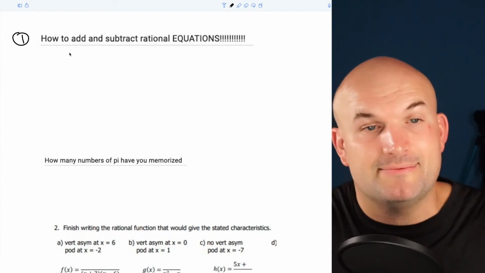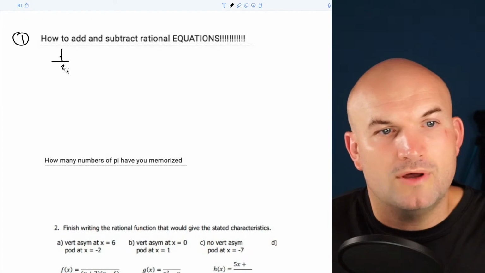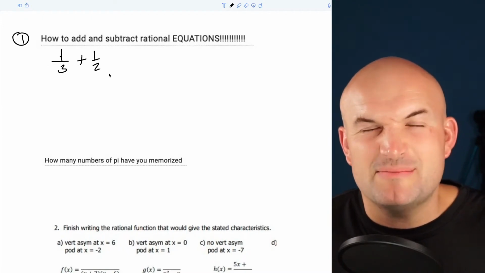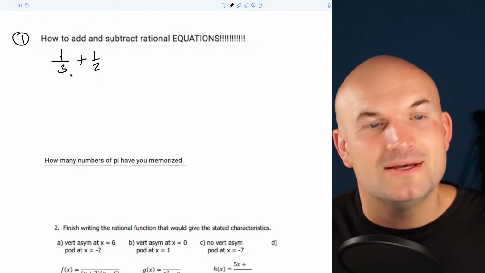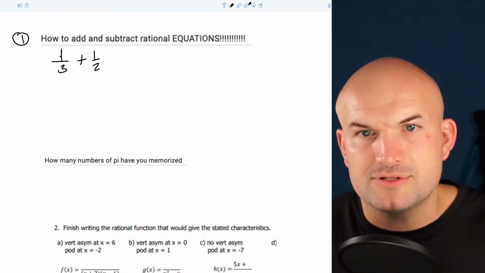Because they didn't give me any examples to go through. So let's do 1/3 plus 1/2. Now again, you can say, Mr. McGowan, these are fractions, I know, I got it. But actually, let me do, hold on. Let's do 3 examples.